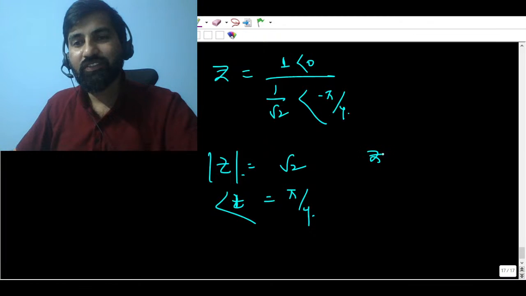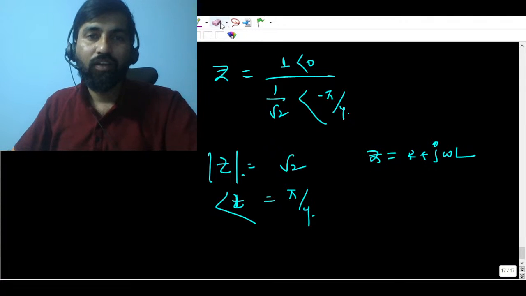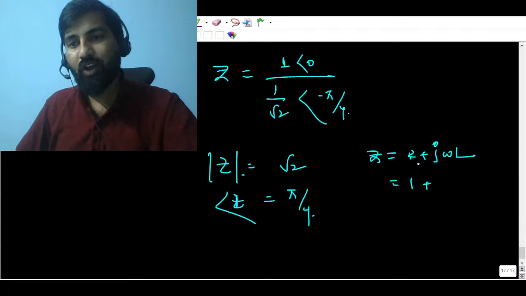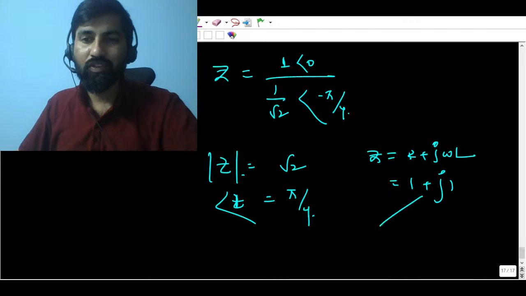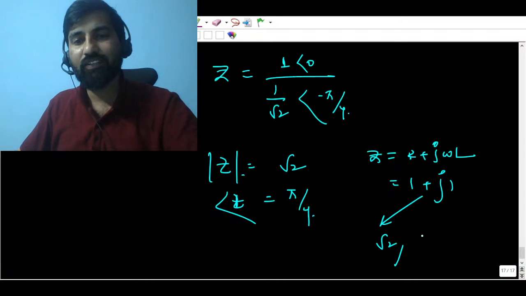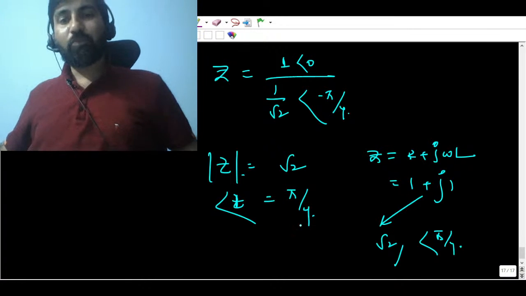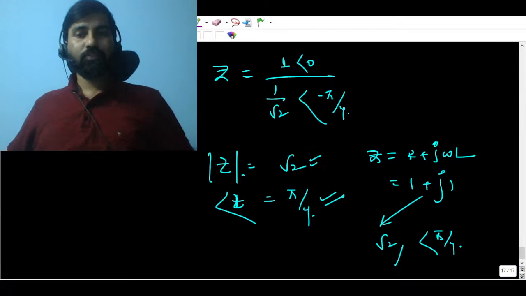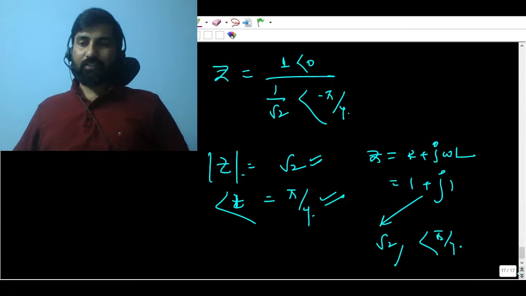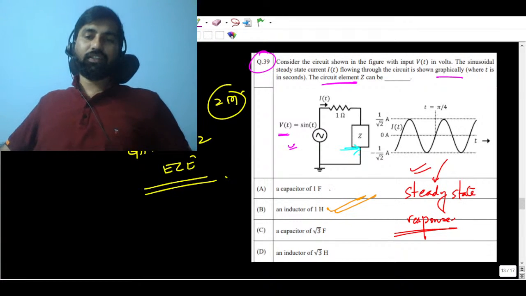So what is total Z? Z is equal to R plus j omega L, you can say. So if this is 1, plus already 1 is given and this is 1. So 1 plus j1 will give you root 2 as well as the angle pi by 4, tan inverse 1 by 1, right? So you are getting a positive angle here, and there should be an inductor. The option will be what? An inductor of 1 Henry. I hope this makes sense.